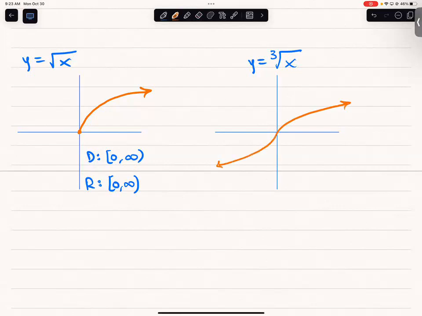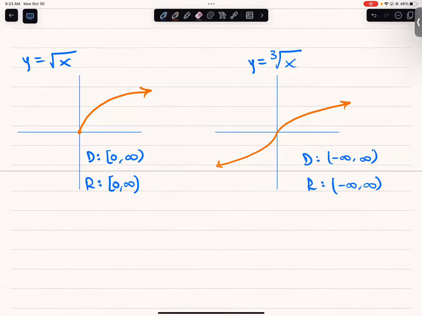I get a thing that looks like that. That is a function. It's also 1-to-1. It's odd if you look at the symmetry, but it doesn't have the same issues, the same restrictions that this does. The domain there is everything. And so is the range. Those ends are pointing left and down and up and to the right there. So everything gets covered.